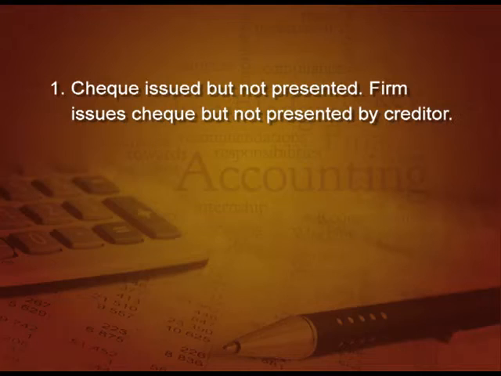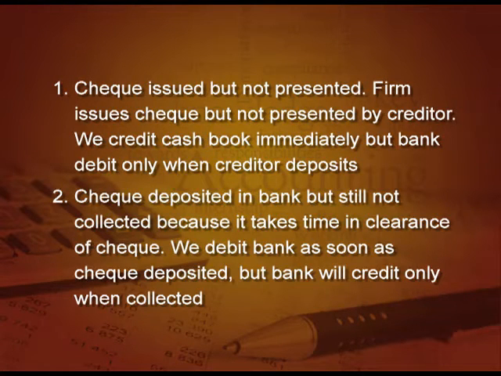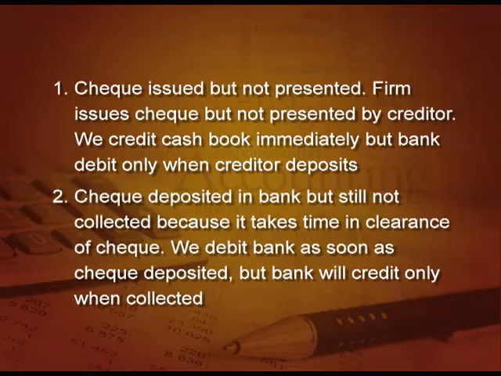But when we issue the check, we credit the cash book immediately, but bank will debit only when the creditor deposits it in his bank and it comes to my bank for clearance. So, there is a delay. So, this is timing difference. Second point, check deposited in the bank, but still not collected because it takes time in clearance of check. We debit bank in our cash book as soon as the check is deposited, but the bank will credit only when it is collected by the bank. So, there is a delay and this is timing difference.